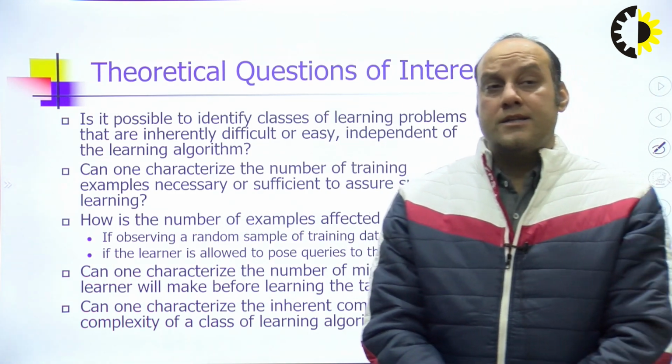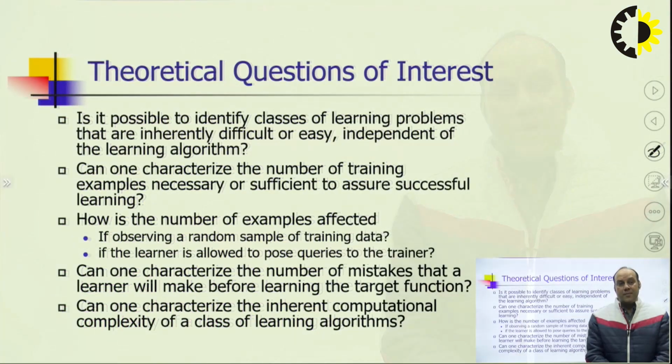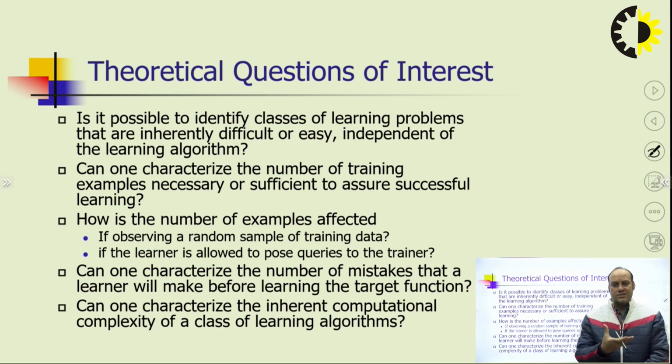So, let us start computational learning theory. There are a lot of questions that arise in our mind. What are the different possibilities to identify the classes of learning problems that are inherently difficult or easy, or independent of the learning algorithm? This is the first question. What are the capabilities? We have a lot of instances saying whether this can be implemented or not, yes or no. If a new instance comes, where do we have to put that instance, in what class, according to the given examples?